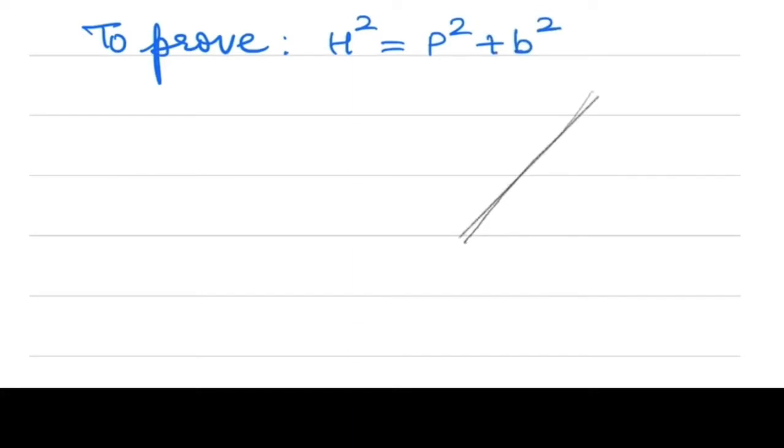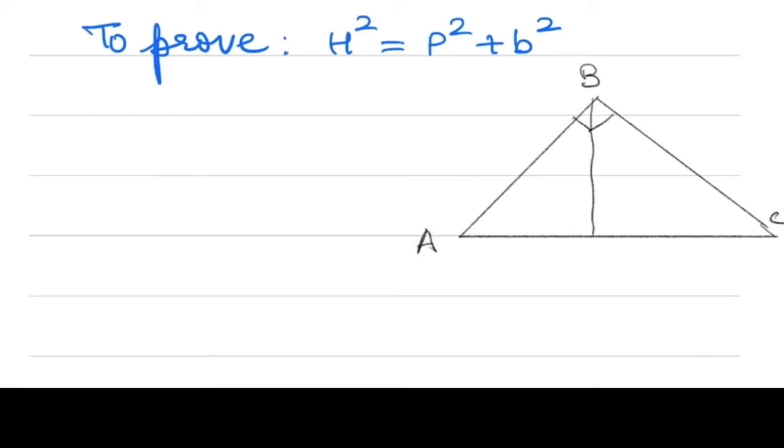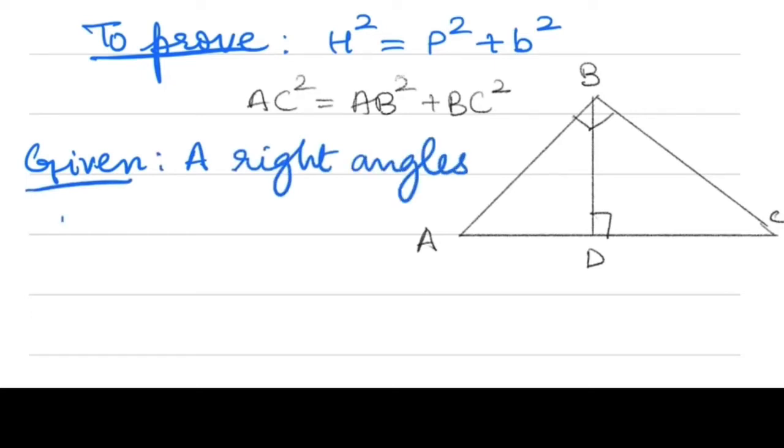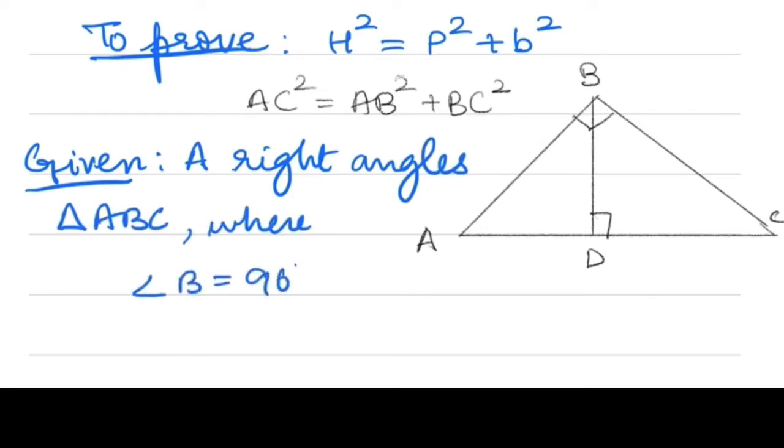Now let's take the triangle ABC, and we need to draw a perpendicular on AC, which is BD. So here basically we will need to prove that AC square is equal to AB square plus BC square. This is to prove, and we are given a right angled triangle ABC where angle B is equal to 90 degrees.